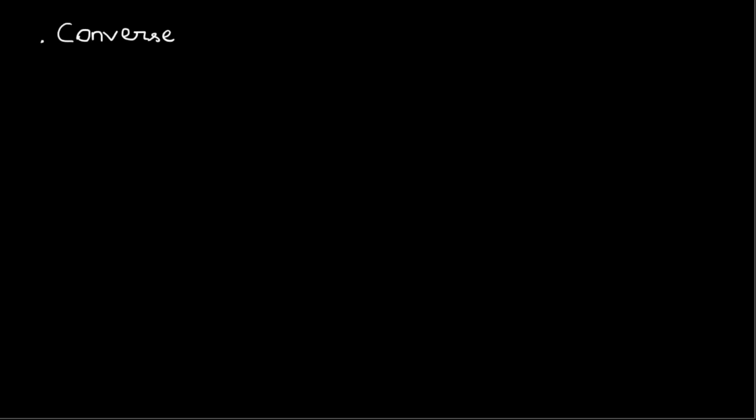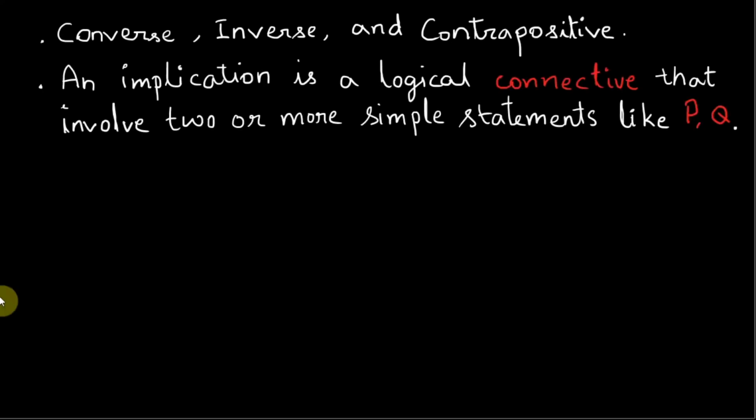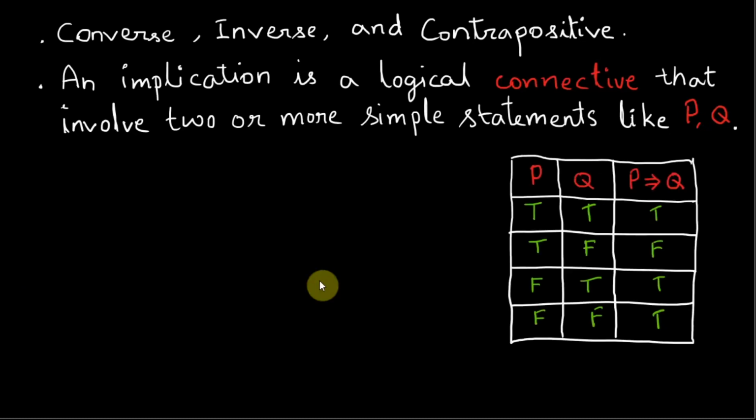In this video, I am going to discuss some new implications called converse, inverse, and contrapositive. From my earlier videos, you know that an implication is a logical connective that involves two or more simple statements like P or Q. Let's take a look at the truth table for implication P implies Q.